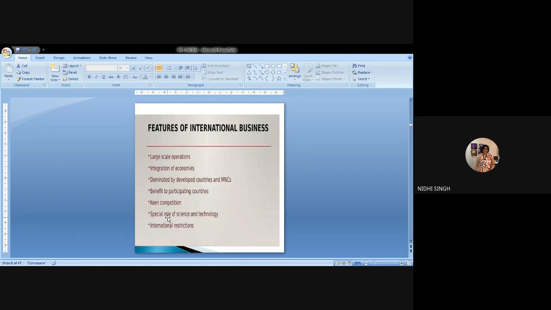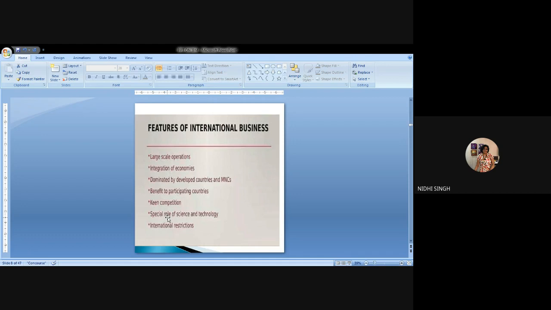Now, benefit to participating country. Obviously, if you are participating in a developed country, or a developed country is participating in your country, then they will benefit from doing business. Benefit in the sense that our labor is cheap, we have cheap labor, so we are the main source for this BPO and KPOs. People pursue to reach India for this purpose.